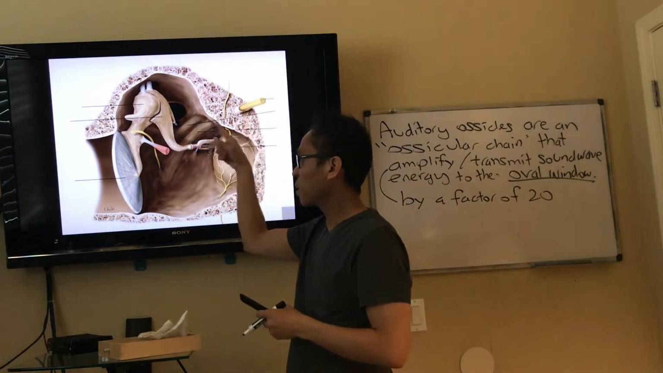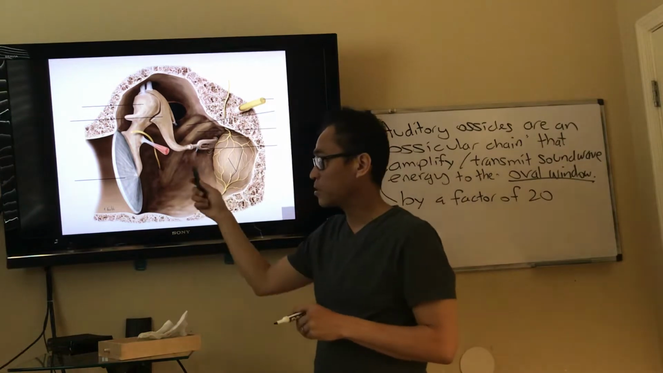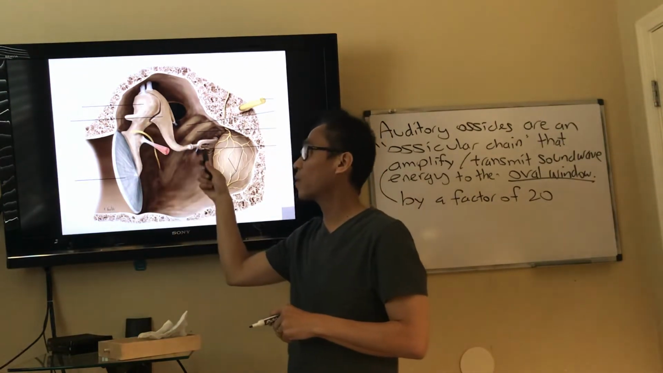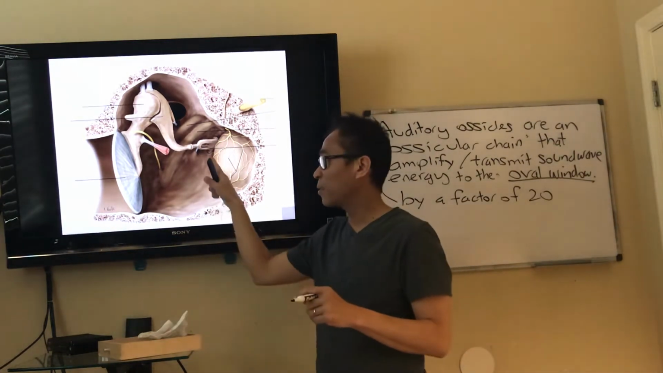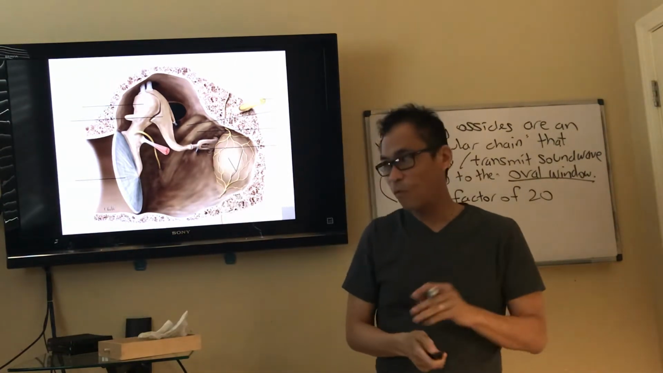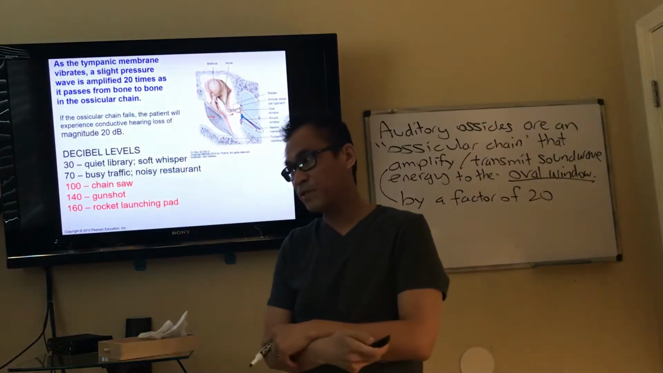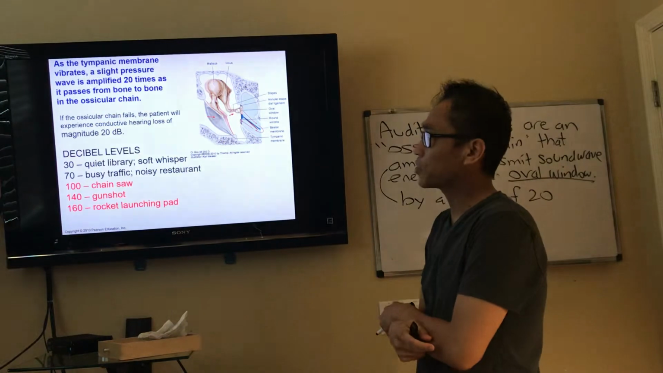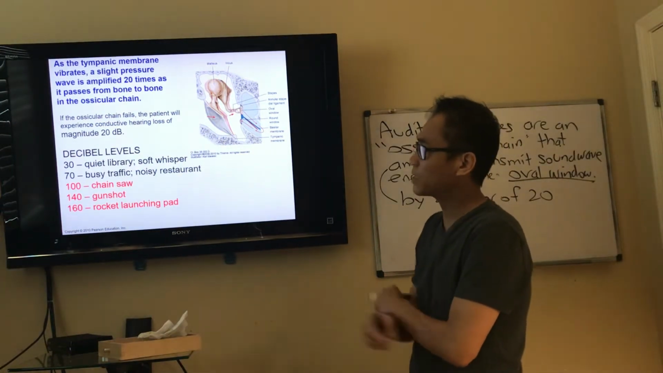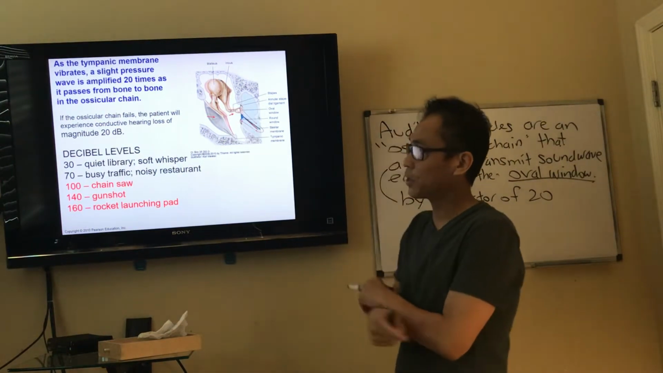It's a blank figure for you to study. There's also nerves running in there. That's the facial nerve. You don't have to know that. Just know the tympanic membrane and these auditory ossicles, malleus, incus, stapes, and know that underneath that footplate of stapes is the oval window. Here's another picture of this ossicular chain. As the tympanic membrane vibrates, a slight pressure wave is amplified 20 times as it passes from bone to bone to bone in an ossicular chain.